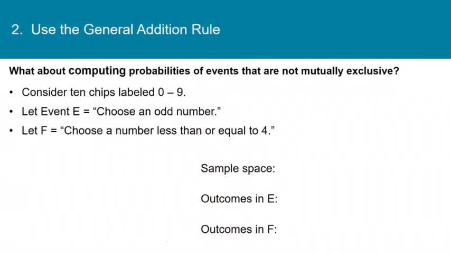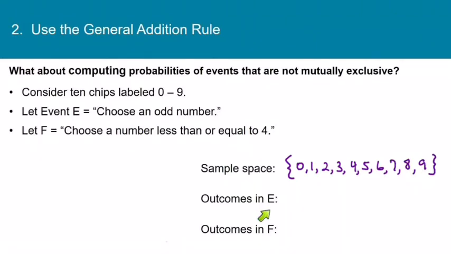Now, what about computing probabilities for events that are not mutually exclusive? Well, let's go back to our 10 poker chips labeled 0 through 9, and let's let event E be choosing an odd number, and event F will be choosing a number less than or equal to 4. Okay, well, the sample space, again, is all the possibilities. So 0, 1, 2, 3, 4, 5, 6, 7, 8, 9.